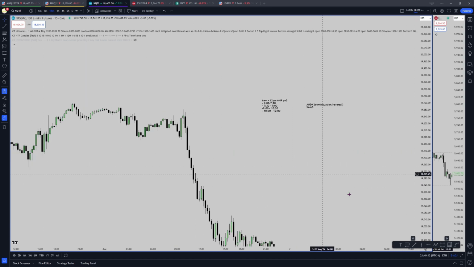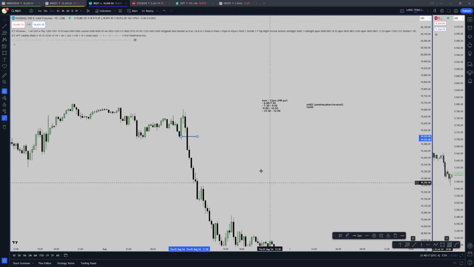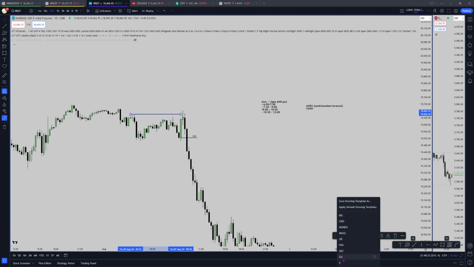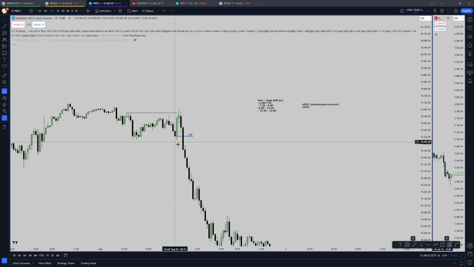Oh yeah, this is the change in the state of delivery right here. We close below the 2 up close candles that sweep liquidity up here. So this would be your change in the state of delivery right here.